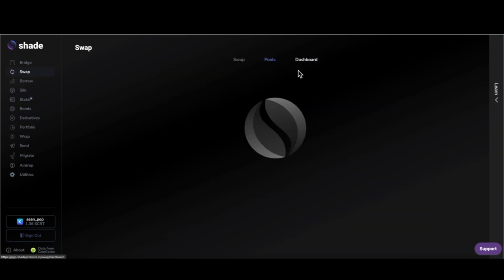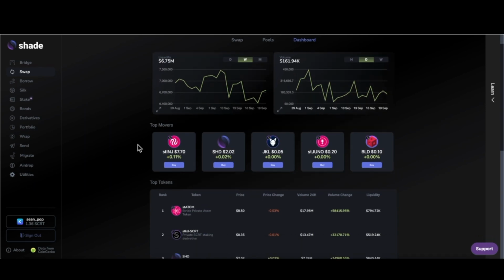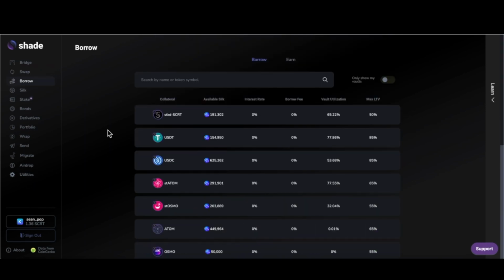The dashboard option here under swap shows you key metrics on the DEX, recent price action, top movers, things like that. The next option is borrow.